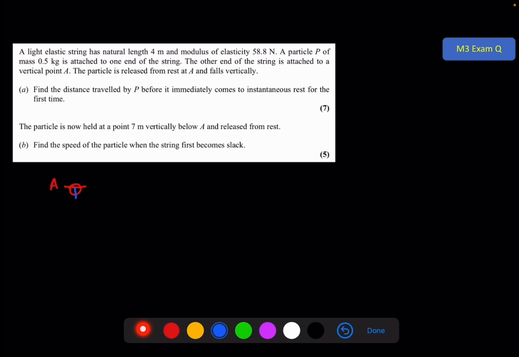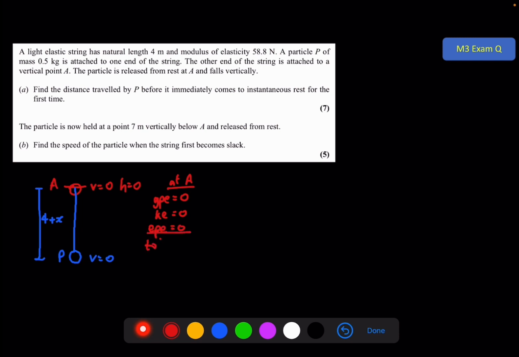So this is very similar to what we had in one of the examples from the textbook. It's falling down to here, where the distance between here and here is the natural length 4 plus the extension. And at this point it has velocity 0 because it comes to instantaneous rest. It also starts at rest here, and because it's a string, not a spring, there's no compression. There is going to be gravitational potential energy, so I'll put h equals 0 at this point as well. The particle is called P, so I'll call that point P. At A, the energy considerations: gravitational potential energy is 0, the kinetic energy is 0, and the elastic potential energy is 0. So the total is 0.